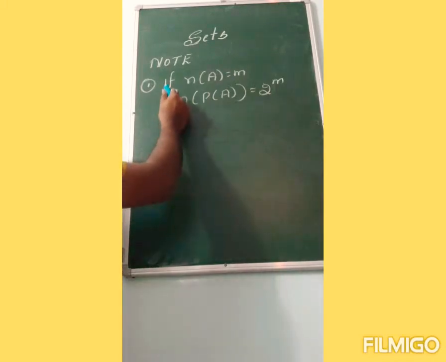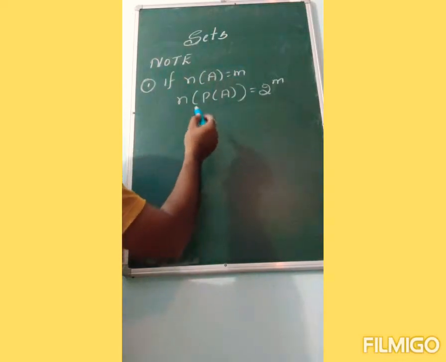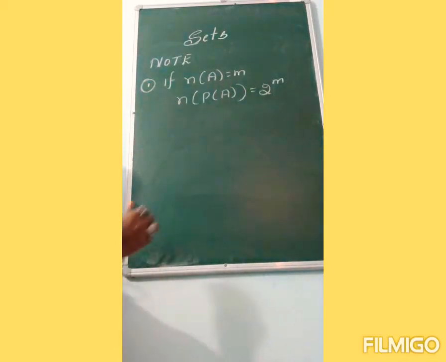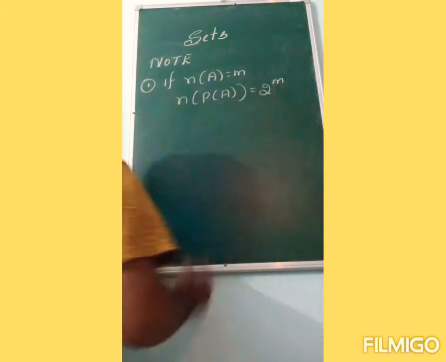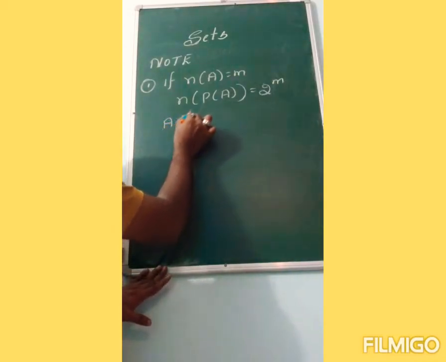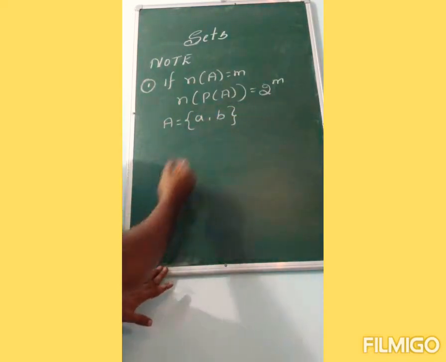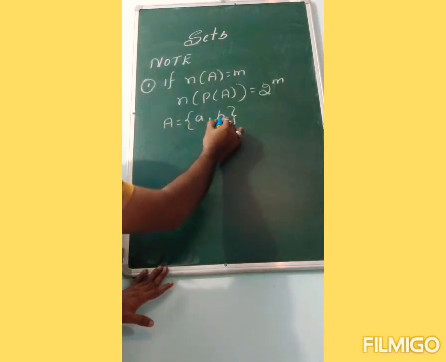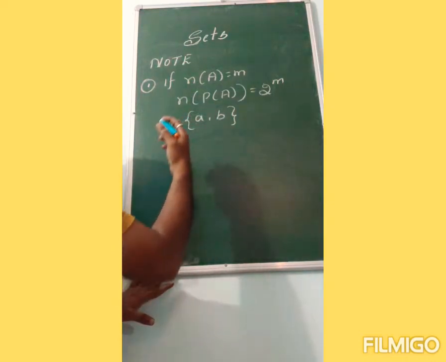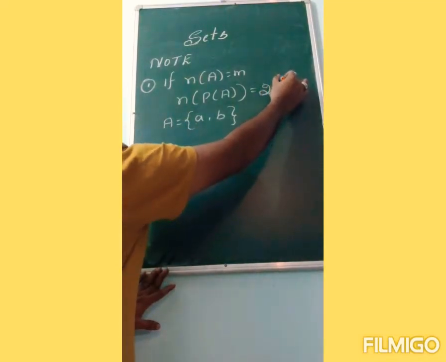Here, if the number of elements of set A is m, then the number of elements of the power set of the same set A is equal to 2 to the power of m. What does it mean? Suppose I take a set A as {a, b}. Here how many elements does it have? 2. So how many subsets can I write? That is nothing but 2 to the power of m.